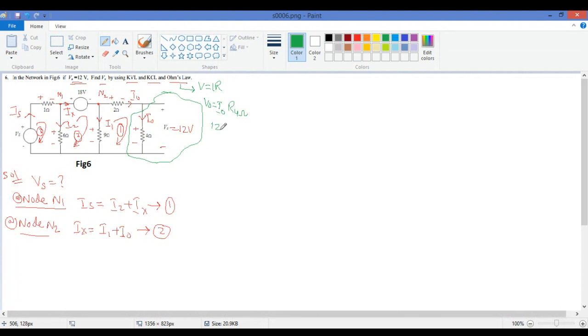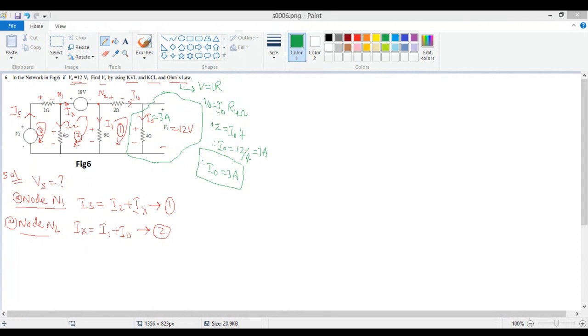So V naught, 12, is equal to I naught times 4 ohms. Therefore I get I naught equal to 12 by 4, which is 3 amperes. So I got I naught is equal to 3 amperes from this. Did all of you get how we got the I naught value as 3 ampere? Is it clear? How we got 3?